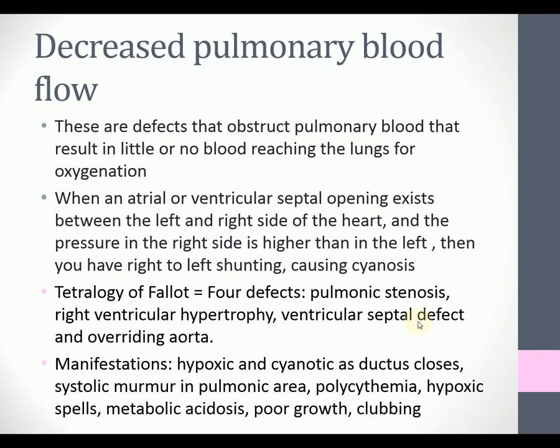You'll hear a systolic murmur in the pulmonic area. You're going to see polycythemia, hypoxic spells, metabolic acidosis, failure to thrive, and you're going to see clubbing of the fingers if it gets to be such. And that's basically what happens in an adult when they have cardiac disease for so long. That's usually what you're going to see happen.